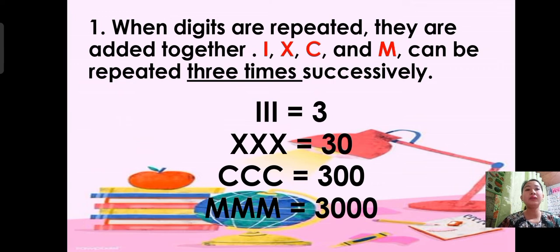Another, we have here Roman numeral M. The value of M is 1000. It is also repeated 3 times. So, what you are going to do again is you add it together. The value of M is 1000 plus 1000 plus 1000, and you get 3000.